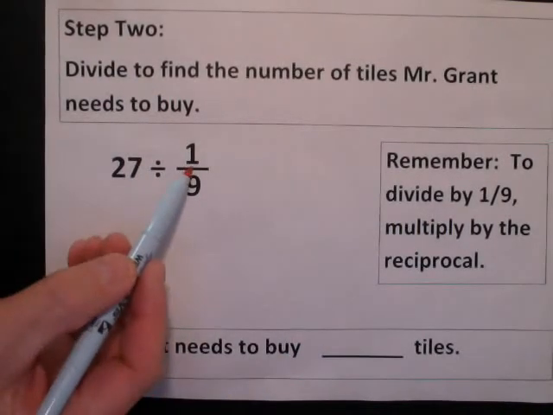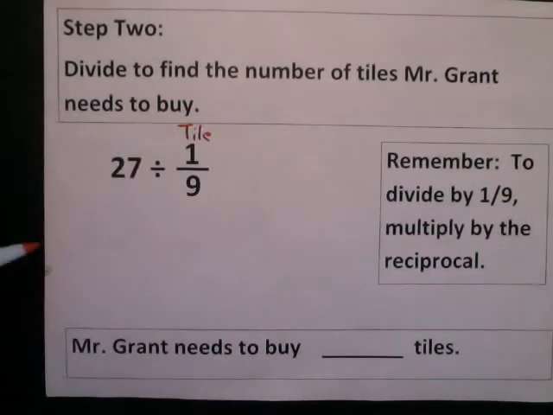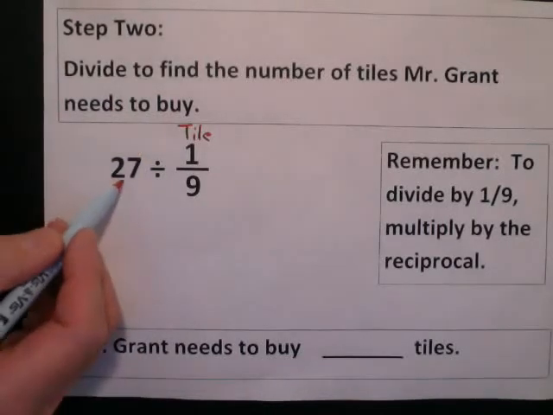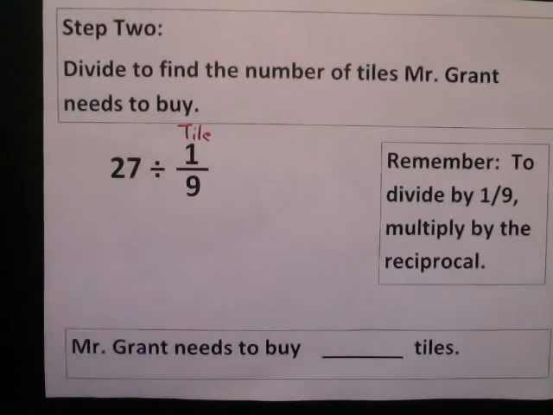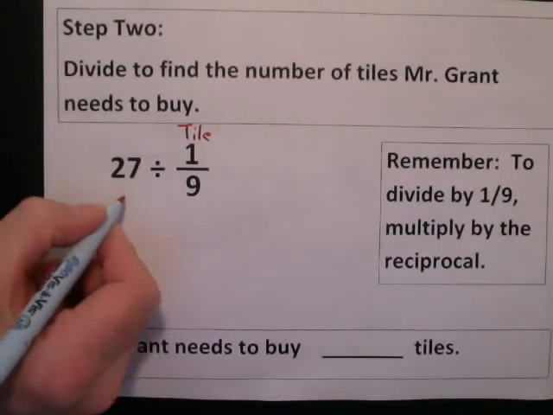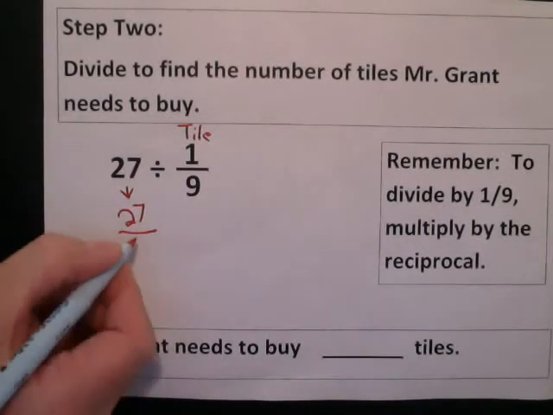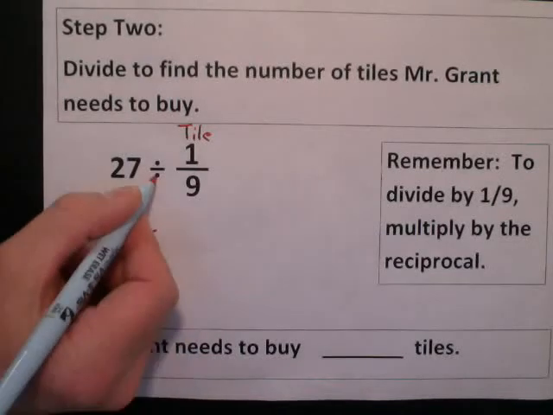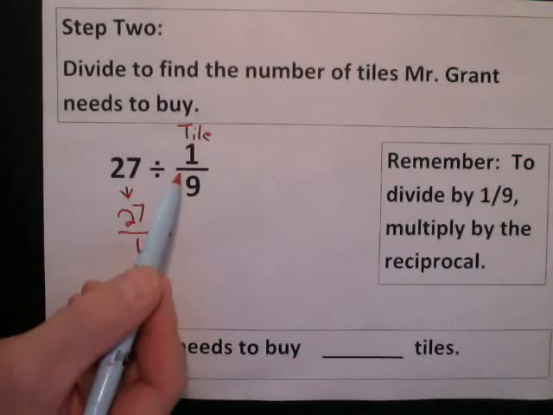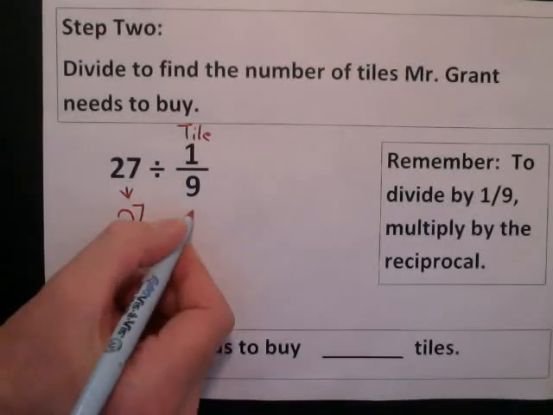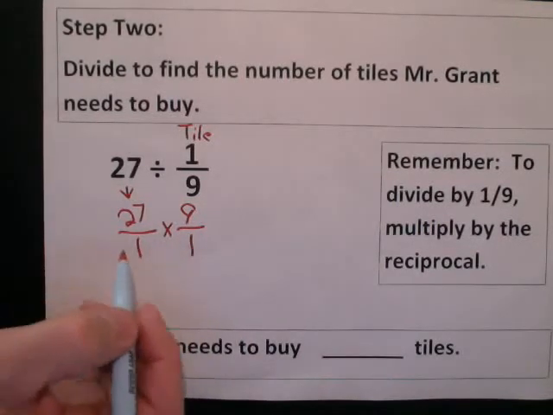So we know that we got 1/9. Remember, this is the area of one tile, okay? And we have 27 square feet to cover, with each tile having this area. So what we're going to do is write 27 over 1 as an improper fraction. We're going to change our division to multiplication and then create the reciprocal of 1/9, which would be 9 over 1. And now that we have 9 over 1, we can do our multiplication.